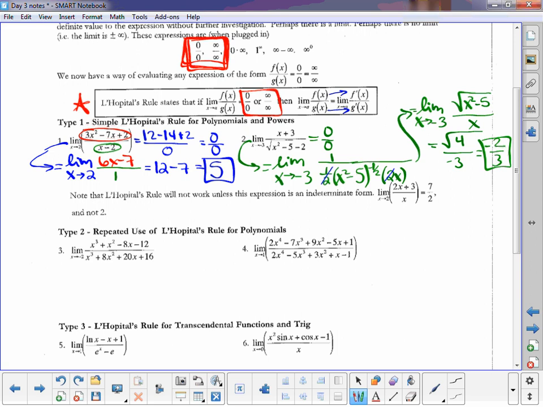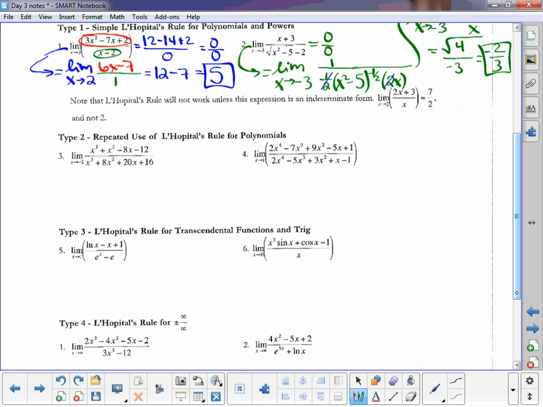Okay, so let's go and take a look at another type of L'Hopital, in which it actually requires us to use L'Hopital again and again and again. So as long as your limit results in indeterminate form 0/0 or infinity over infinity, then I can use L'Hopital. If that result gives us an indeterminate form, then I can use L'Hopital again. As long as I keep getting 0/0 or infinity over infinity, I can do L'Hopital every single time. Alright.